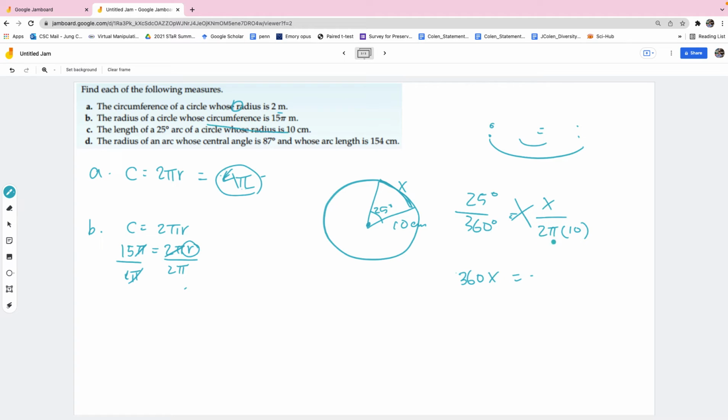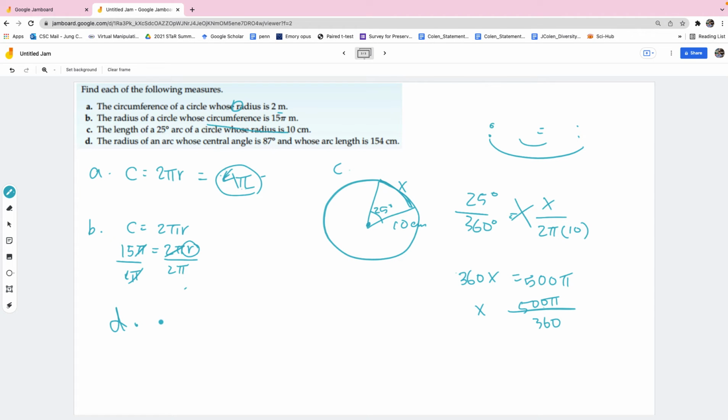360 x is equal to 25 times 10 pi. So it's 20 pi here. 20 pi times 25 degrees, 500 pi, right? So x is 500 pi over 360. Okay, you can either write it this way or simplify it. Either one works. Just keep pi. You don't have to change that to 3 point something. Okay, so that's C.